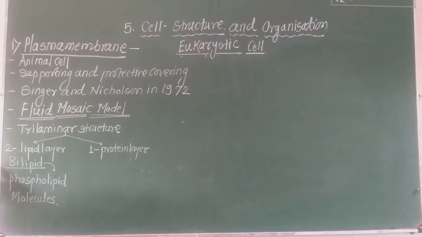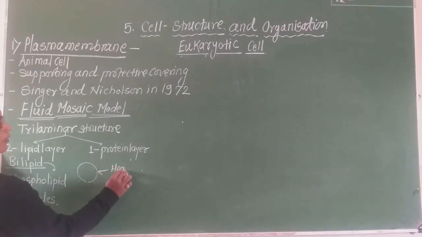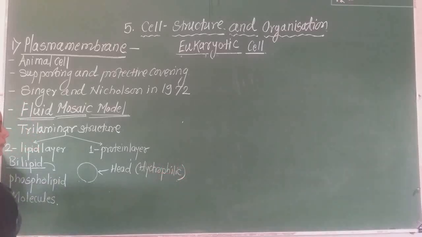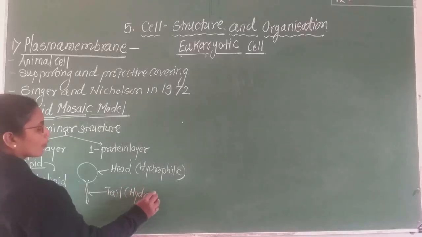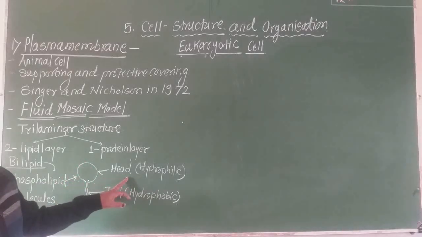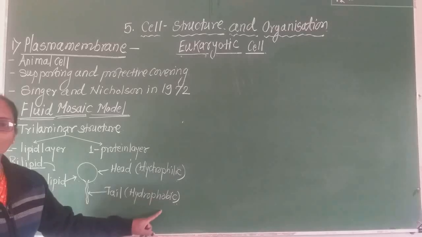Phospholipid molecules. Okay. Now, when you observe this phospholipid molecule, it consists of a head, and this head is hydrophilic in nature. Along with this, there is a small tail-like structure. This tail is hydrophobic in nature. Okay. So there are two lipid layers, and these lipid molecules are phospholipid molecules. If you observe a single lipid molecule, it shows the globular part, which is called the head. It is hydrophilic in nature, and the elongated part, the tail, is hydrophobic in nature.